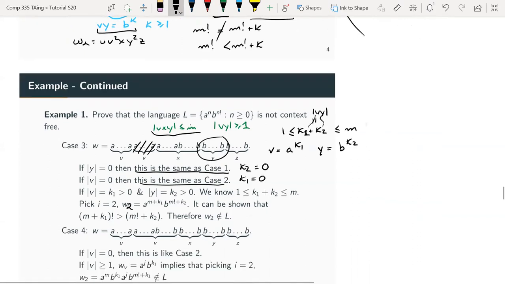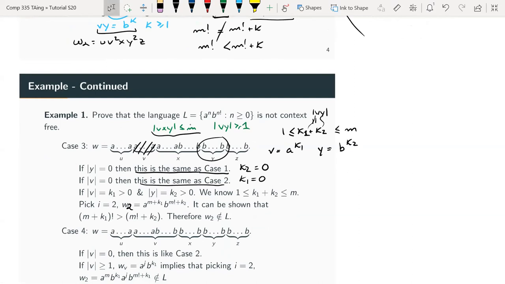Okay. So now that you've eliminated those edge cases, those corner cases, what you can go to now is when K1 and K2 are both non-zero, or are positive. So suppose K1 is greater or equal to one and K2 is greater or equal to one.